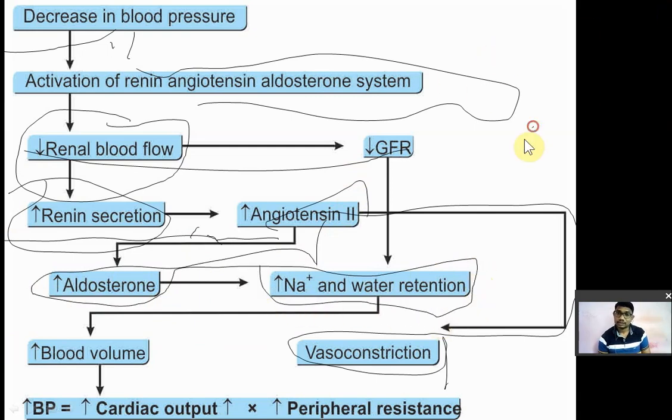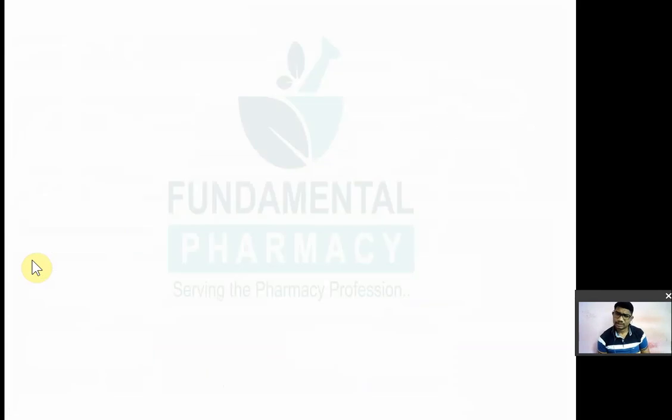And again, this decreased glomerular filtration rate will also cause sodium and water retention. And sodium and water retention means increased blood volume. Increased blood volume means increased cardiac output. Okay, so this cardiac output is increased, the peripheral resistance is increased. That means blood pressure is increased. That's how blood pressure is controlled by two mechanisms. First one is nothing but your baroreceptor mediated mechanism. Second one is nothing but the hormonal mechanism.